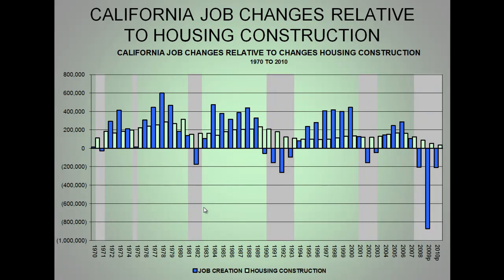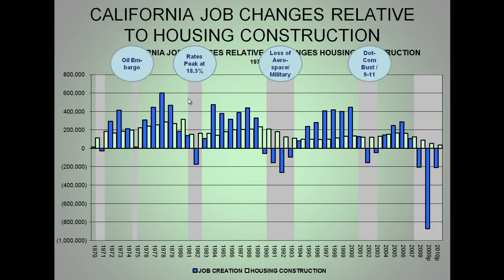Okay, I'm going to very quickly describe the math. I've done this before, but what this shows is the change of jobs in California, shown by the blue bars on an annual basis from 1970 to our estimate for year 2010, relative to housing construction. As you can see, there are various recessions that we've had in the past. This current recession, which is quite severe, is being caused by the credit crisis.